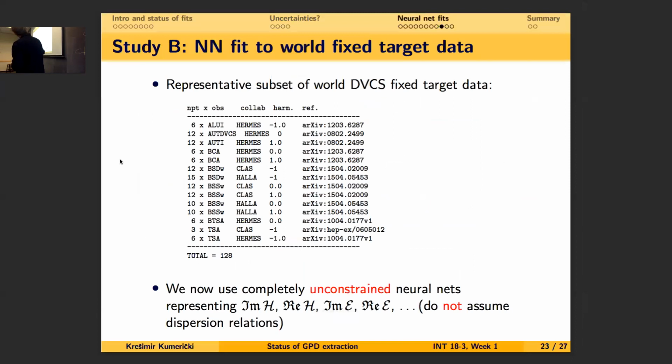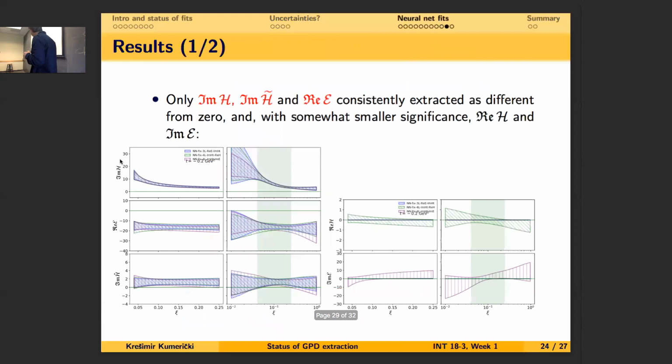This is a neural network fit to the world fixed target data. There is a representative subset. This is not a complete set, but it covers, it doesn't cover HERA, okay, it's fixed target, right? And it's HERMES data, also polarized target, CLAS, everything is here. Not the 2017 data, I must admit, which is problematic. And we will now use completely unconstrained neural nets representing all compound form factors without assuming a dispersion relation. So it's like the most flexible model that we can have, and we fit it to the world data.